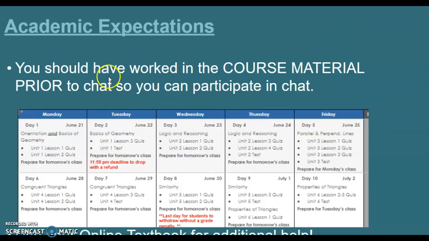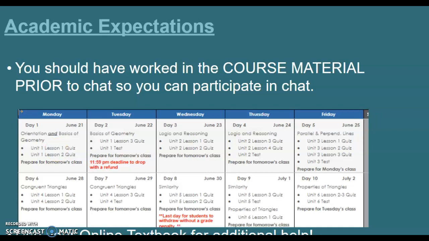Now, this is very important. You should have worked in the course materials prior to chat so that you can participate in chat. So for example, on Monday, the Unit 1, Lesson 1 and Unit 1, Lesson 2 quiz will be due. That means chat is going to be on Unit 1, Lesson 1 and Lesson 2. So you need to have gone through the course materials for everything in Unit 1, Lesson 1 and Lesson 2 prior to chat. That's what we will be discussing.